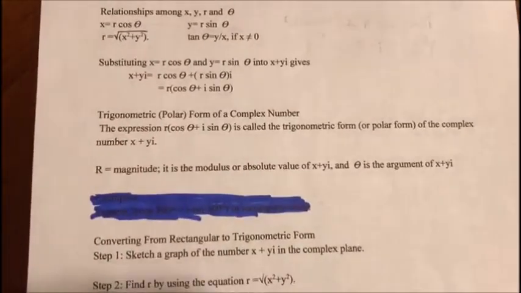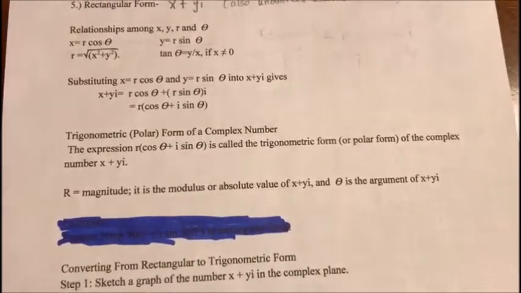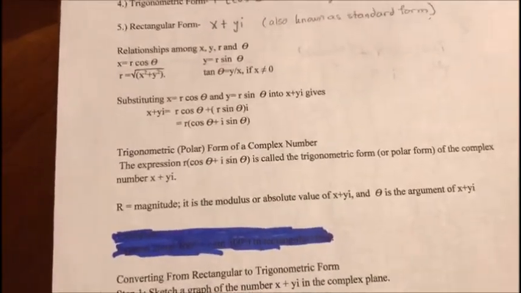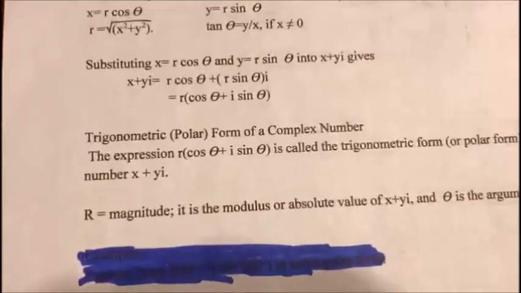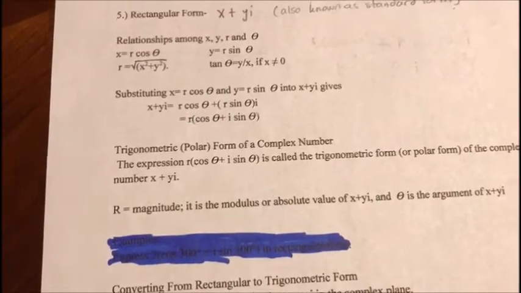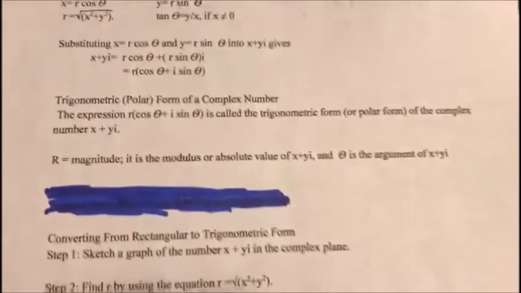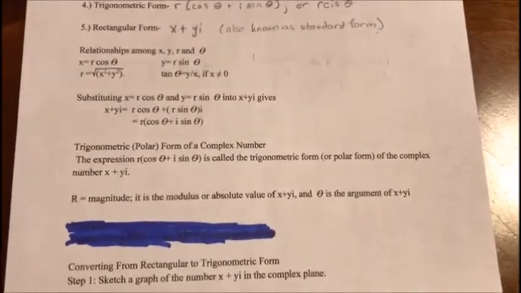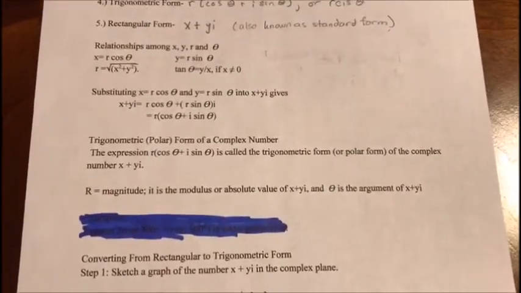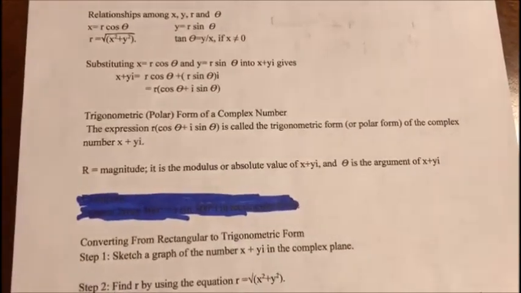The trigonometric or polar form of a complex number. The expression r times cosine theta plus i sine theta is called the trigonometric form or polar form of the complex number x plus yi. So it's just restating that this trigonometric form is the trigonometric form of that standard form. It's a more complex form, but it's also a more detailed form as well. And r in this case is the magnitude. It is the modulus or the absolute value of x plus yi. And theta is the argument of x plus yi. They're just two vocab words, modulus and argument. And modulus and absolute value are the same thing.